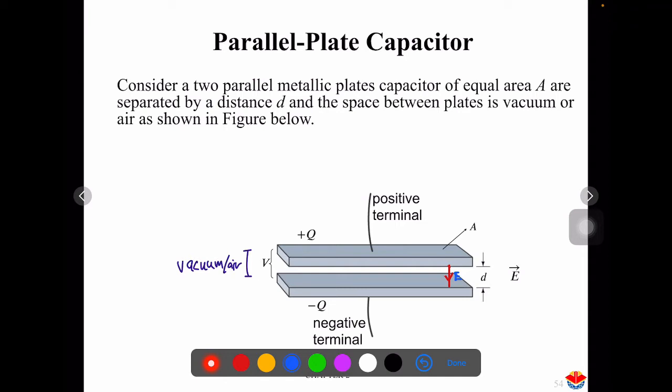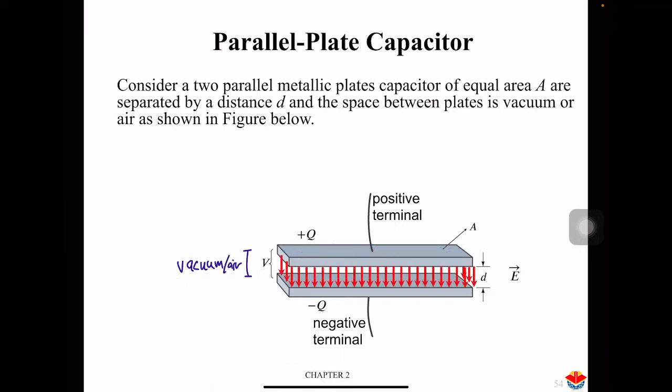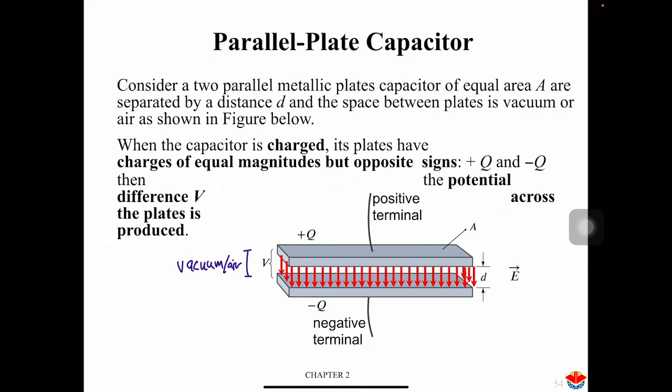The surface area of the plate represents the A. The distance between the two plates is D. I think most of the time you'll be seeing something similar to this. If you have a plate like this, the area is this surface, and the distance is this D, and it depends on whether this one is positive or negative. So that one is the D.